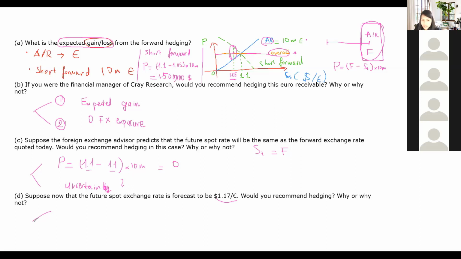Now, in question D, in this case, I expect the exchange rate to appreciate. So I expect the euro to appreciate, which is a good thing for my account receivable. So in this case, if I want to compute the expected gain of the forward hedging, what do I get?